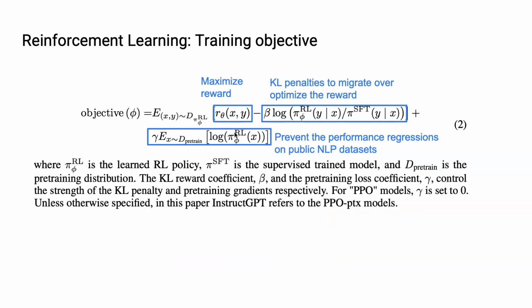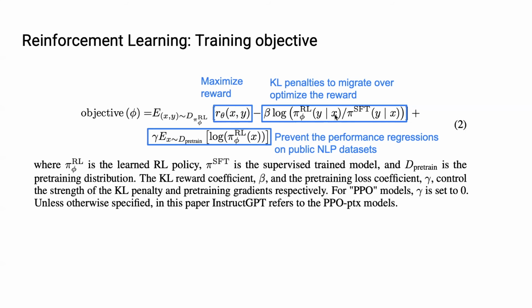I want to show the objective it is trying to optimize. At first glance it looks a little complicated, but I broke it down into three parts in plain English without any symbols. So what are you trying to do? It tries to maximize the objective here. First, it's trying to maximize the reward, as I mentioned, so that it can give more human preferred outputs.